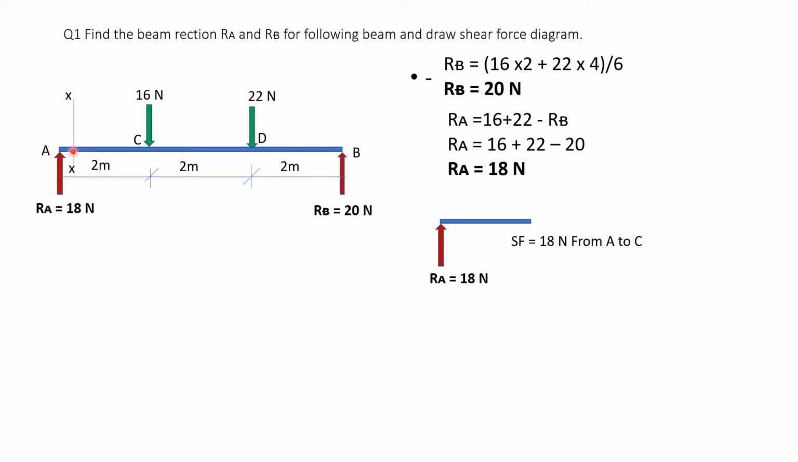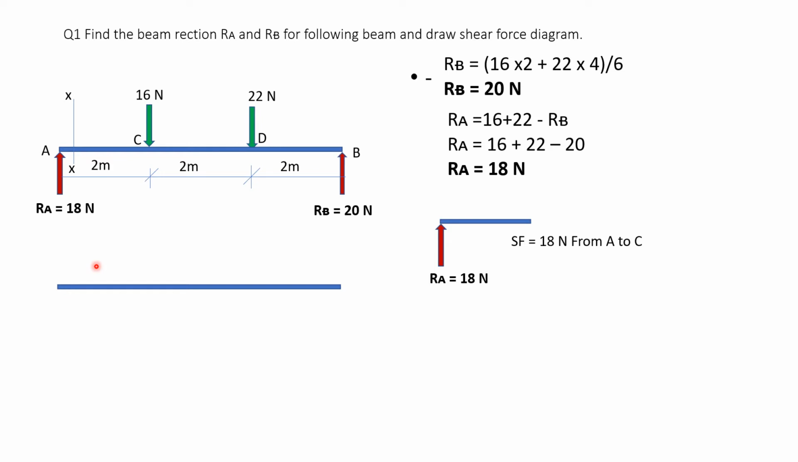Now I can change this section XX and take it anywhere, say at 0.5 meter from A, or 1 meter from A, or 1.5 meter from A, or at point C, that is 2 meter from A. And if I consider the left hand side, there is only one force RA, that is 18 and going up. So shear force from A to C, anywhere I take the section, is 18 Newton. It is constant.